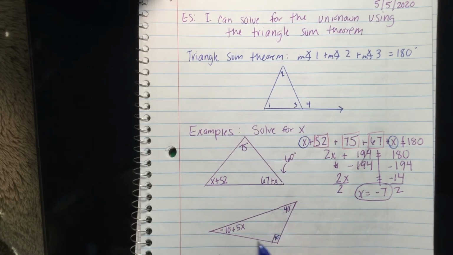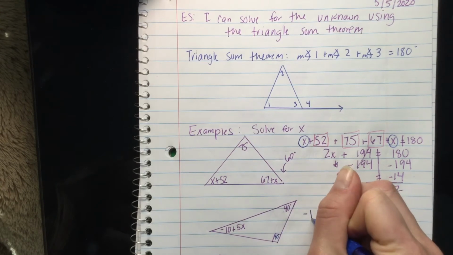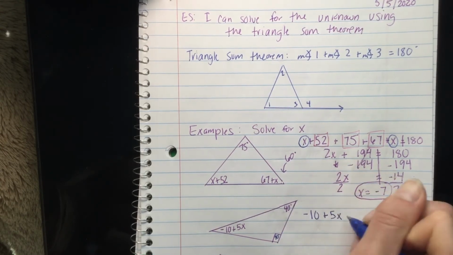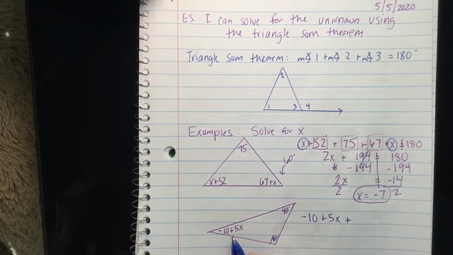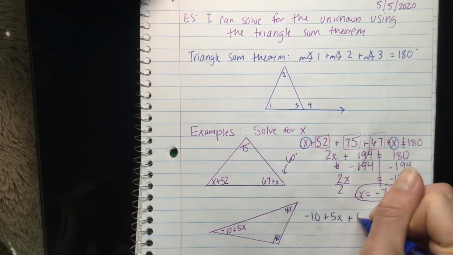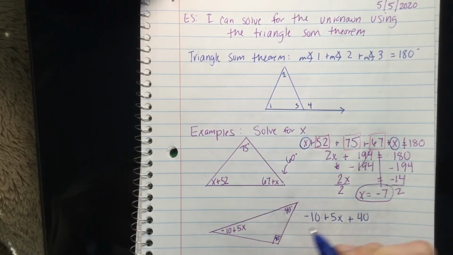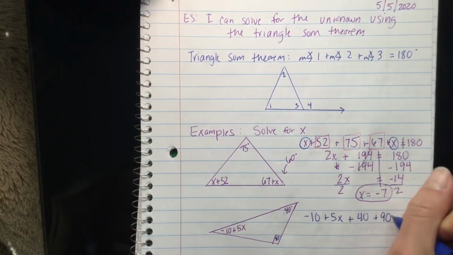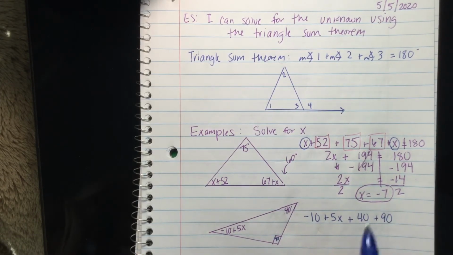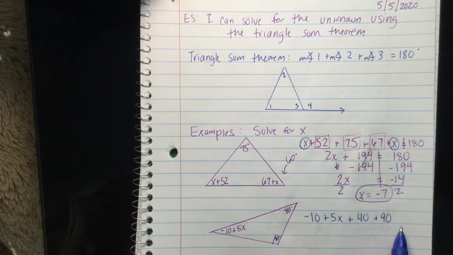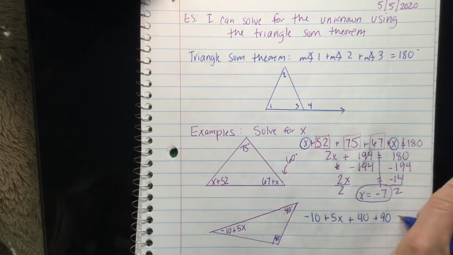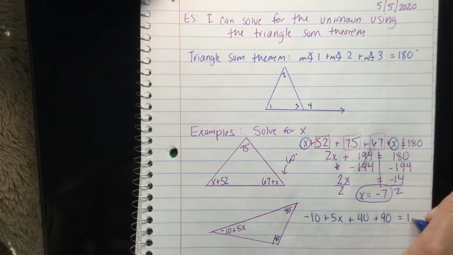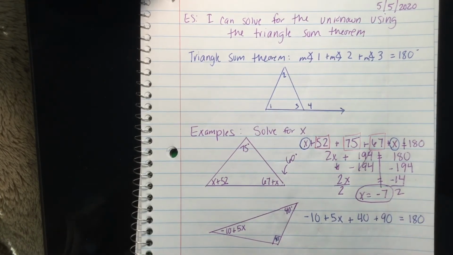All right, so we're going to do our equation. So negative 10 plus 5, which I got from here, plus 40, which I got from here, and plus 90, which I got from this angle. Angle 1, angle 2, and angle 3. And those equal 180. And the first thing we're going to do is combine like terms.